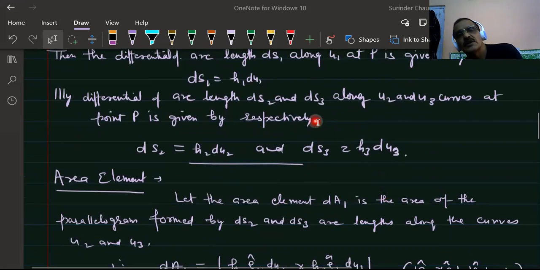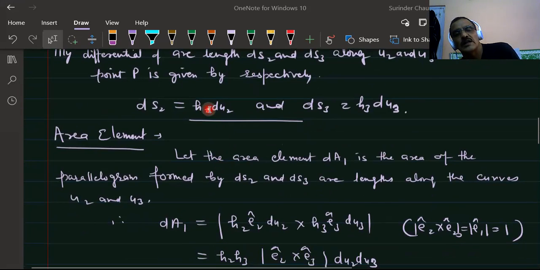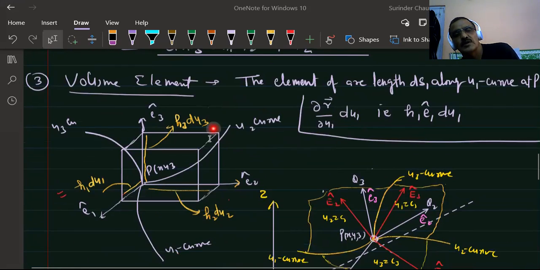This is the definition of arc lengths ds1, ds2, ds3. Now this is the arc length: ds1 equals h1 du1, ds2 equals h2 du2, from P to this point, and ds3 equals h3 du3.